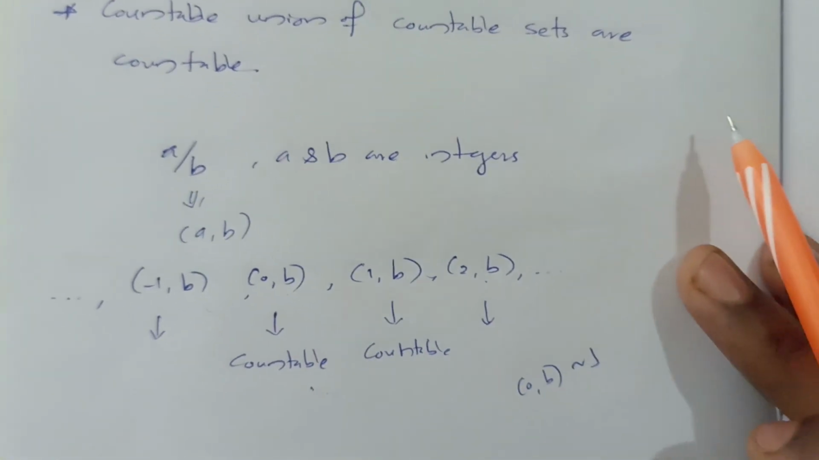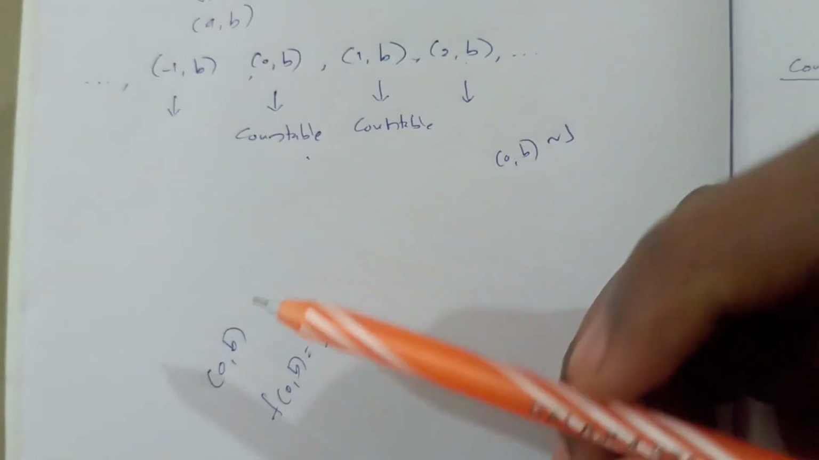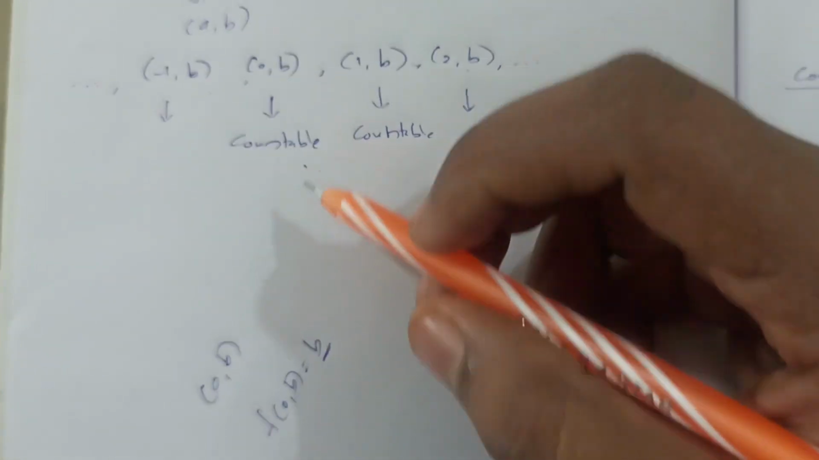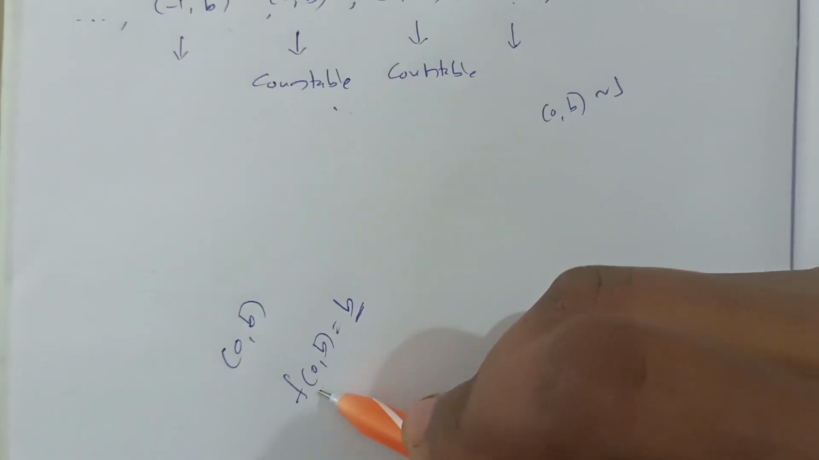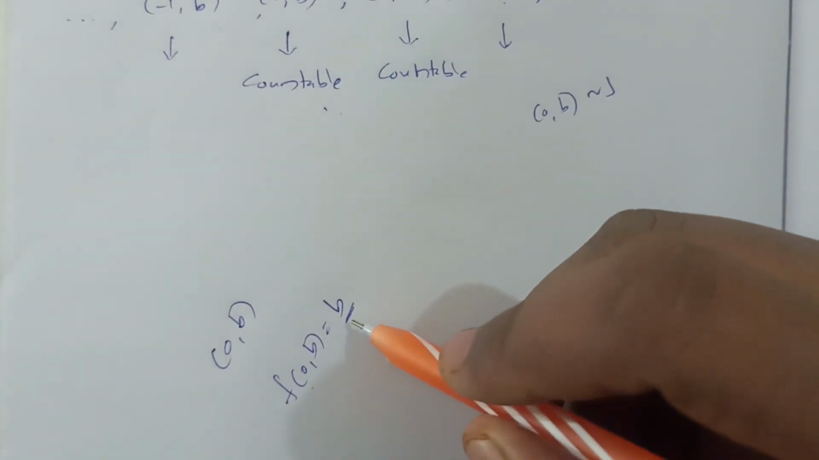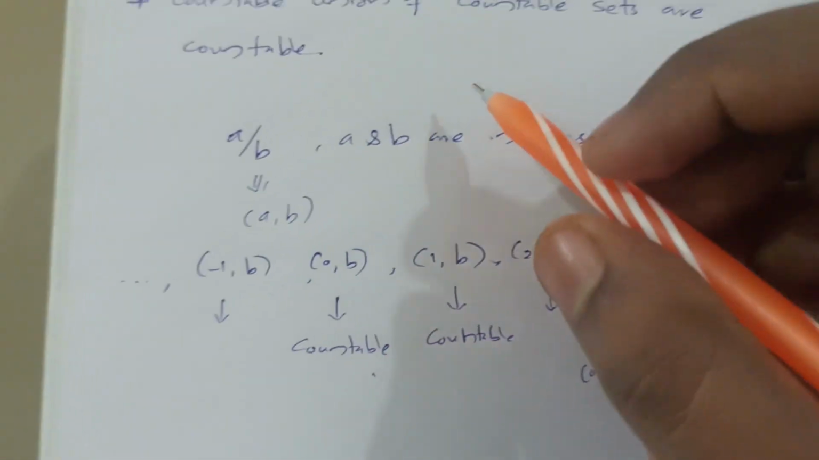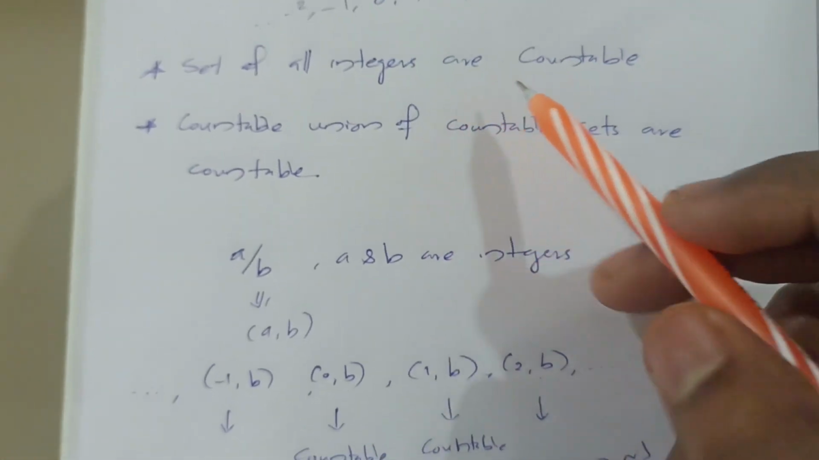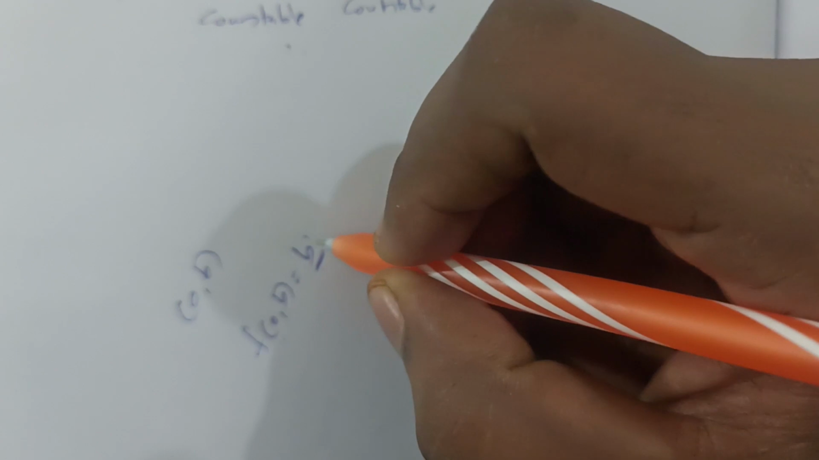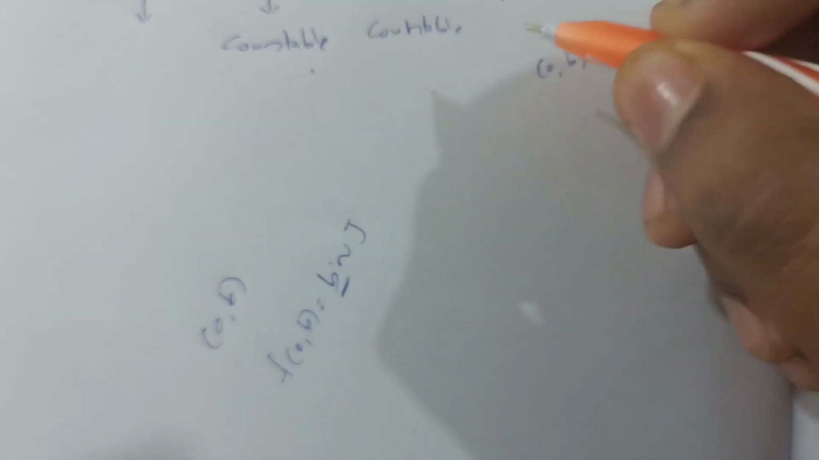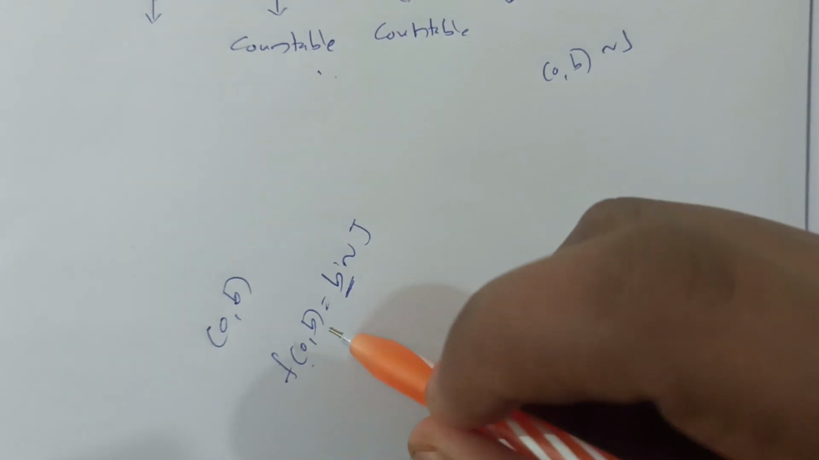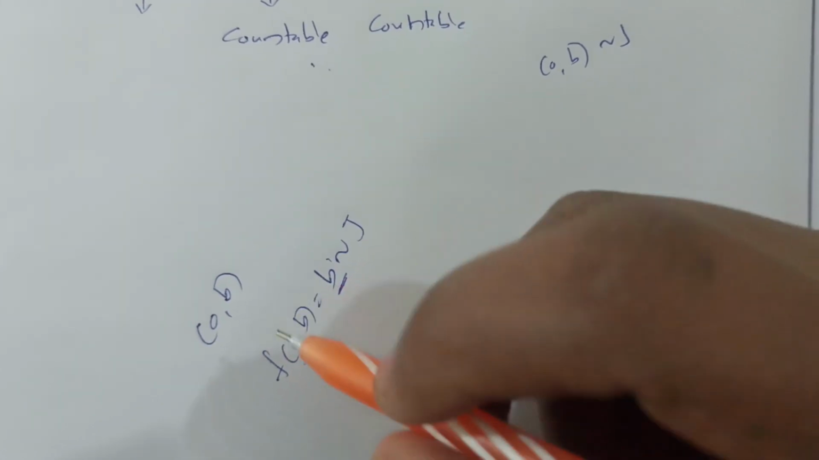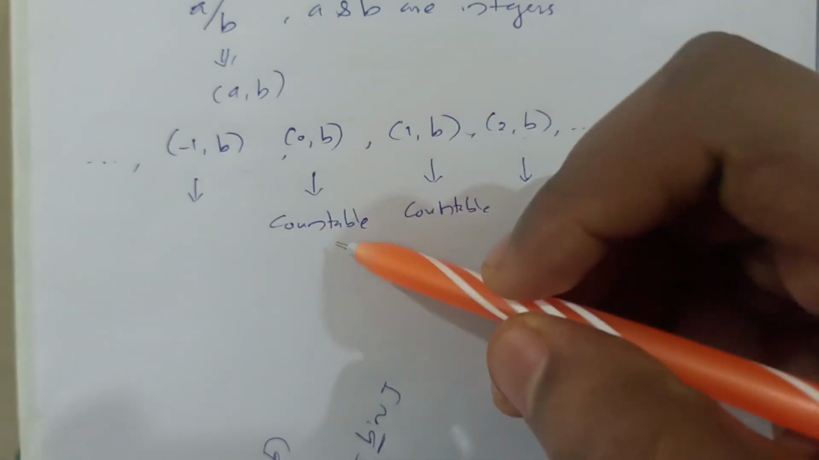0 comma b has a one-to-one correspondence with the set of all positive integers. I am taking a function f of 0 comma b equal to b. We know that b is an integer and all integers are countable, so it has a one-to-one correspondence with the set of all positive integers. This b is countable, so f of 0 comma b is countable, so 0 comma b is also countable.